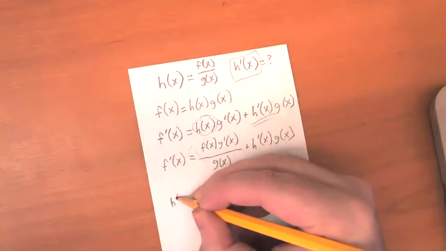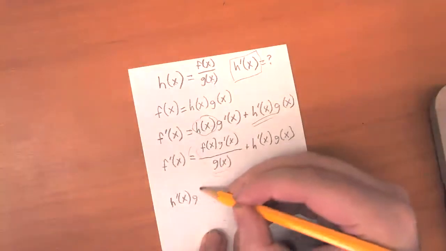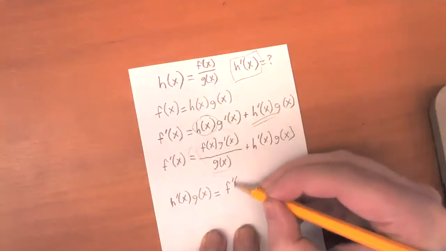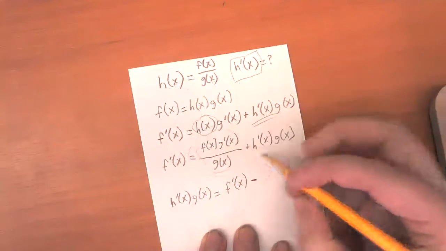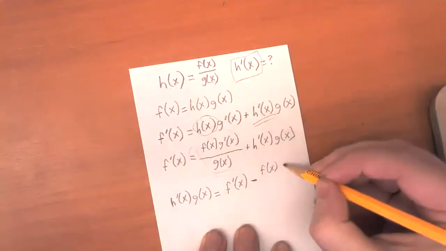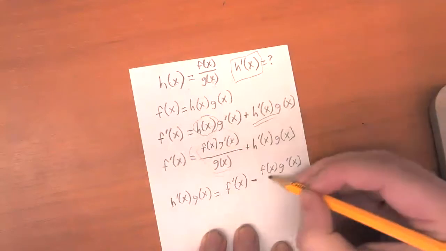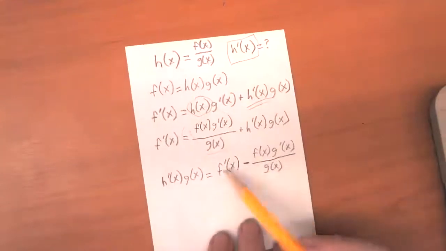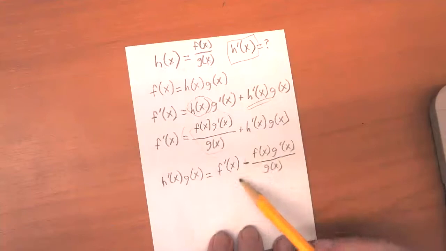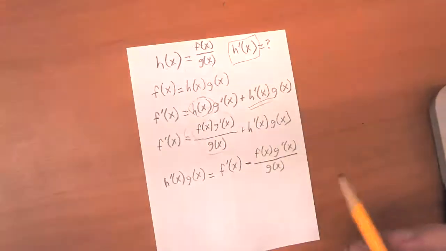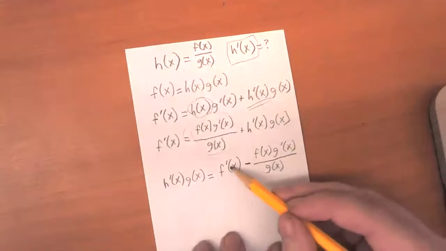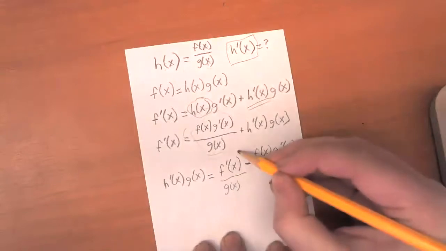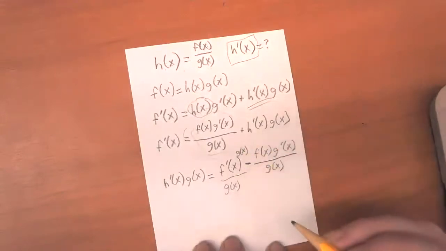So that works out to h prime of x times g of x on this side of the equation. And over here, we've got f prime of x minus f of x times g prime of x over g of x. We've got two terms on this side of the equation, so why don't we put them under a common denominator? In order to do that, I want to make the denominator of this term g of x, so I'm going to multiply the numerator and denominator by g of x.